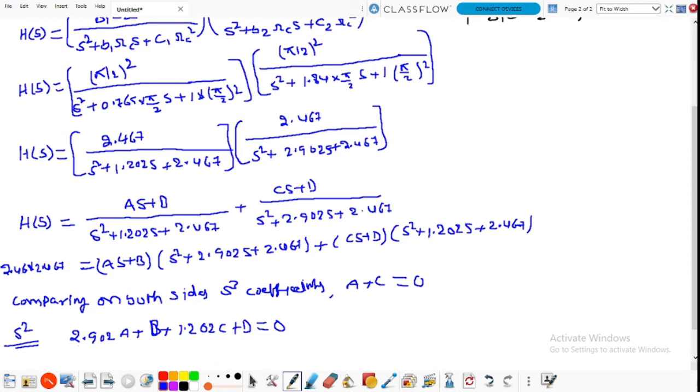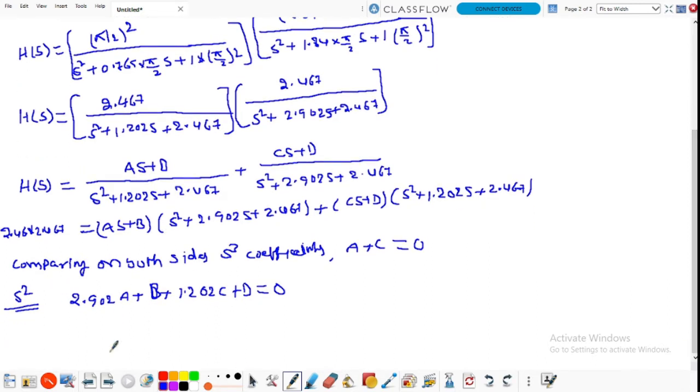And next comparing on both sides S power 1 coefficients, we get on RHS side the S power 1 coefficient is 2.467A plus 2.902B plus 2.467C plus 1.202D is equal to 0. On LHS side there is no S power 1 coefficient, so 0.